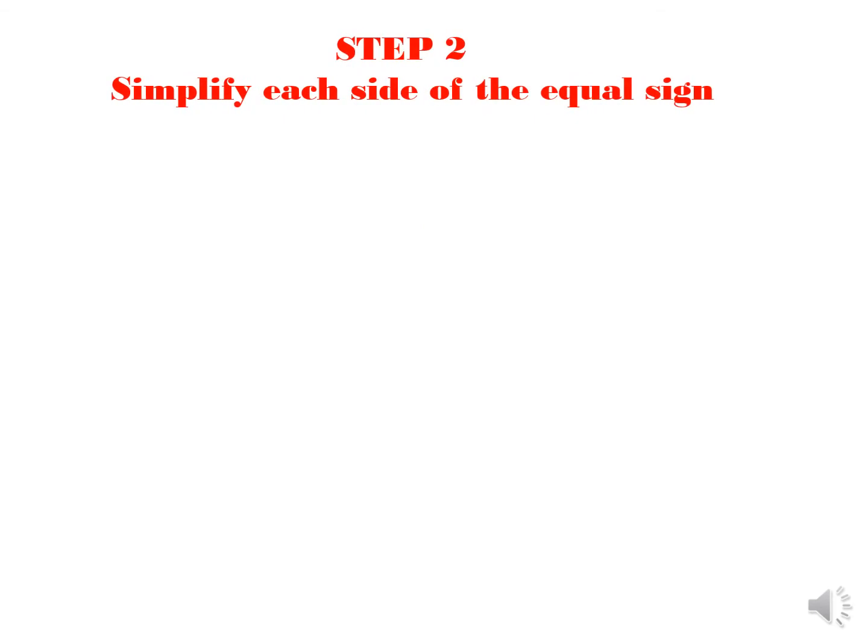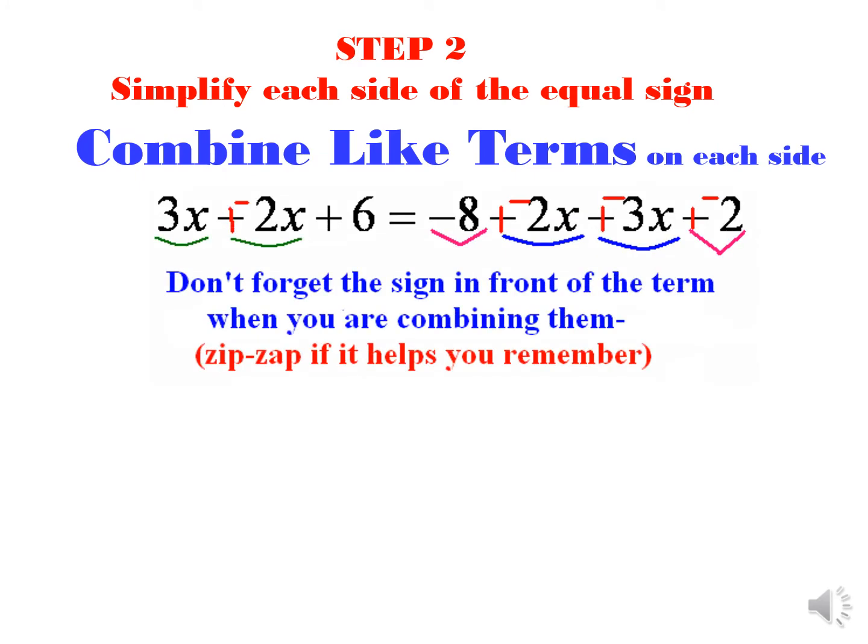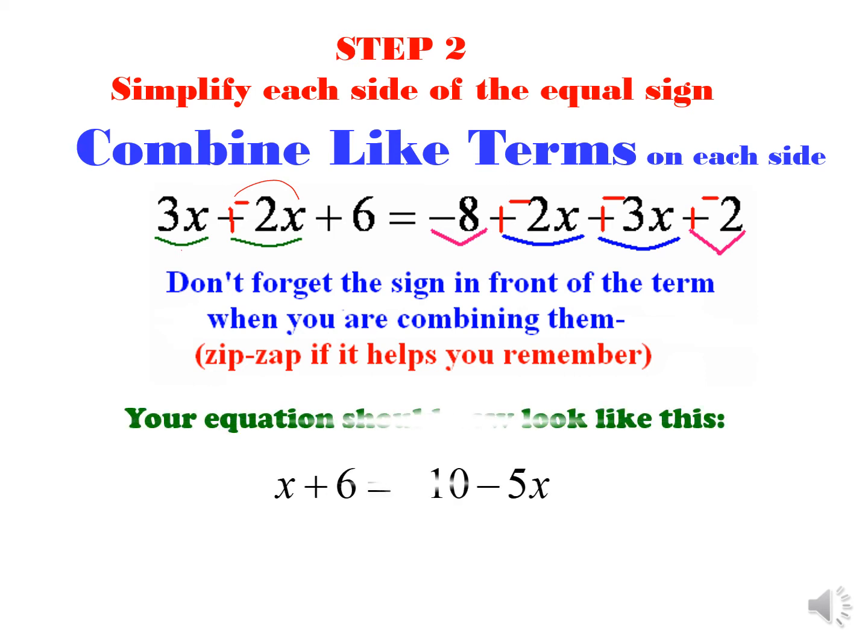Okay, so the first thing we're going to do is we're still going to simplify each side. Now we're going to combine like terms. So I just marked all my like terms. I zip-zapped so that I'm moving the whole term. Okay, so I go 3x minus 2x is 1x. So I'm going to write 1x down below. And then over here, make sure you're adding the two negatives. You get negative 5x. So don't forget the sign in front of the number when you're combining them. Obviously, a plus doesn't matter. So now your equation should look like this.